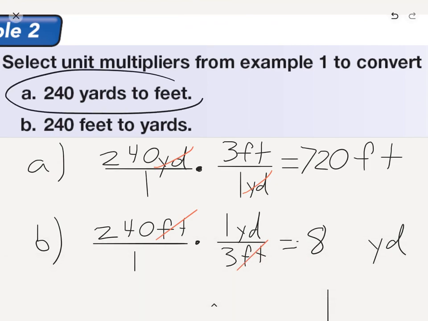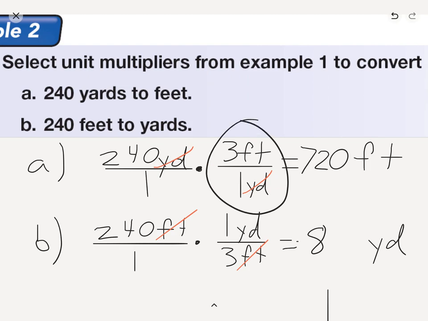So for A, okay, we're converting yards to feet. So I'm starting out with yards. I want to end up with feet. The Saxon method of doing this is to set up a unit converter where the units can cross-cancel each other. And that can only happen if one is on the top and the other one is on the bottom, just like we do the cross-canceling with numbers. Okay, and so, yeah, there's my 80.